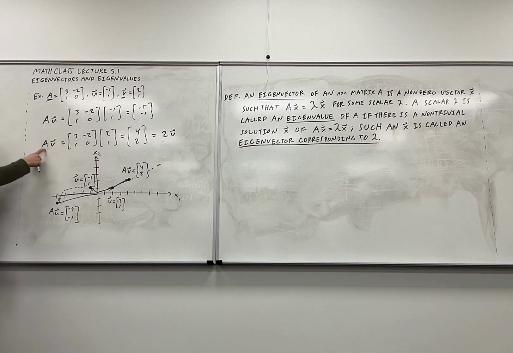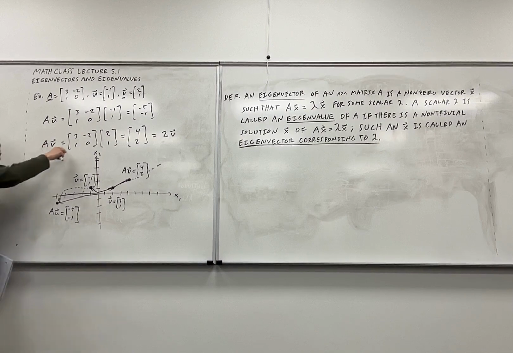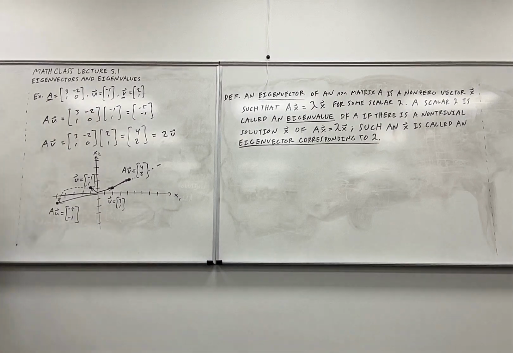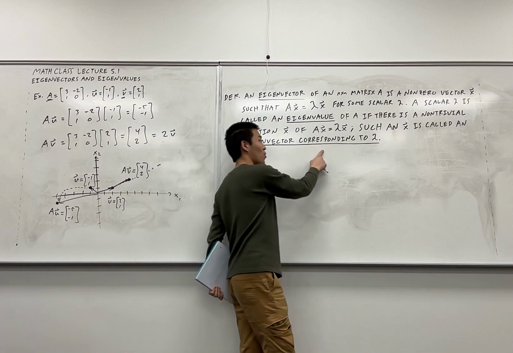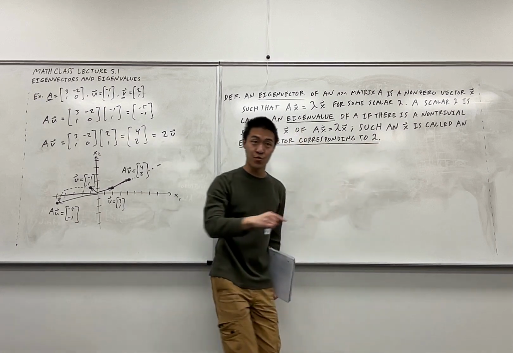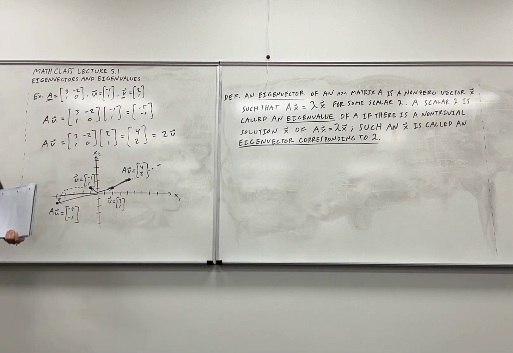Yeah, basically, if I transform it, the resulting vector A times v is just some sort of scalar multiple of the original starting vector. What do I call the number 2 in this specific instance? An eigenvalue, right? So, I could say that v is an eigenvector corresponding to 2. Okay, so that's kind of how we tie all the language together. Yes? No?